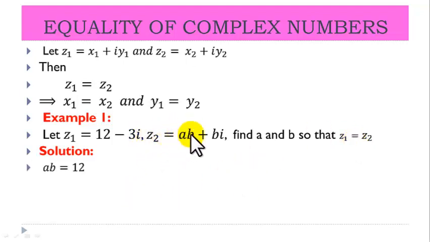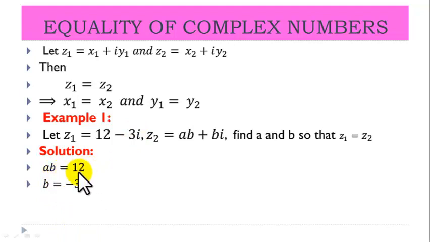the real part of z2 is ab and the real part of z1 is 12, so ab is equal to 12. The imaginary part of z2 is bi, while the imaginary part of z1 is minus 3i. So equating the two, that will give us b equals minus 3.